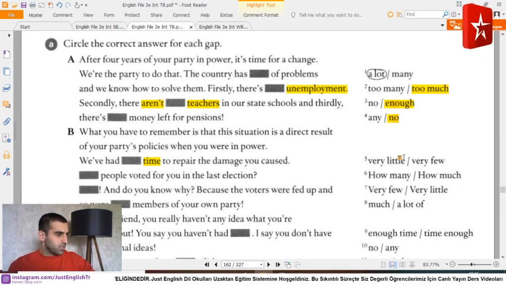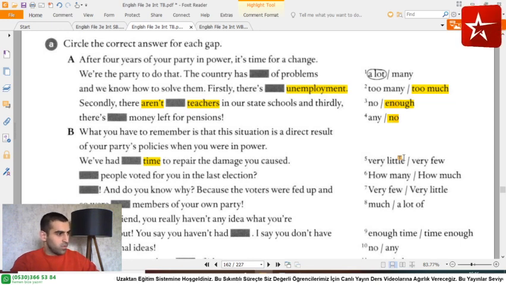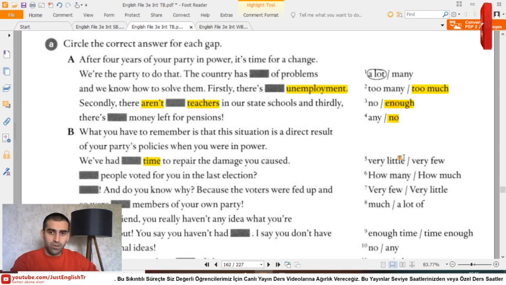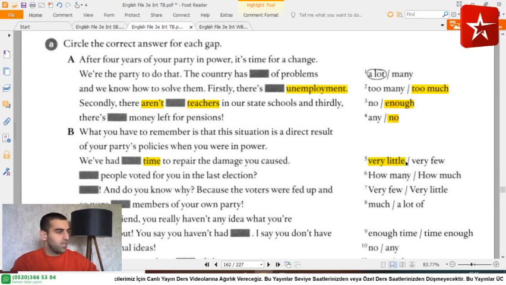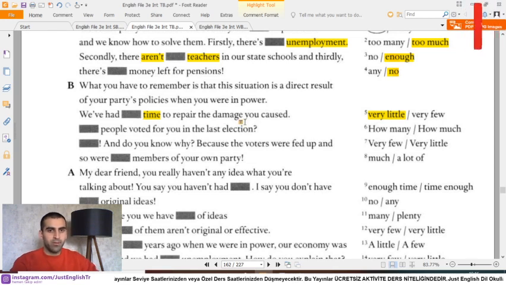So let me check your comments. Melis Işık says very few. Irina says very little. Mustafa says very little. Yes, thank you, Irina and Mustafa. Your answers are correct. But Melis, your answer is false because time is an uncountable noun. That's why very little is the correct answer. So we have had very little time to repair the damage you caused.